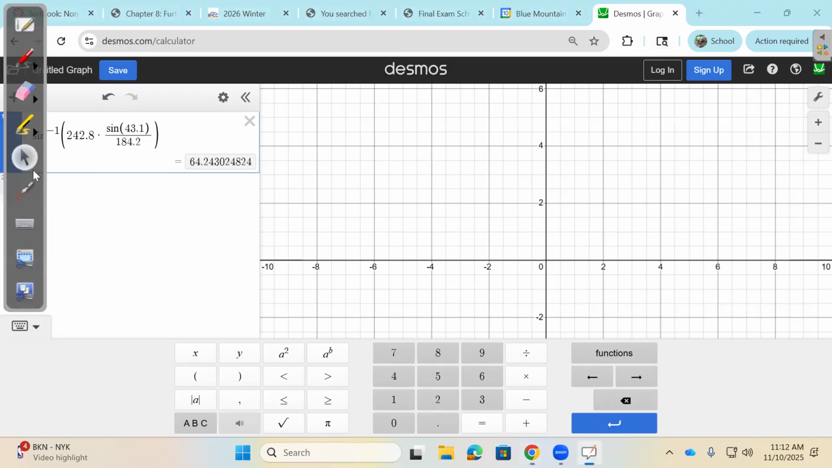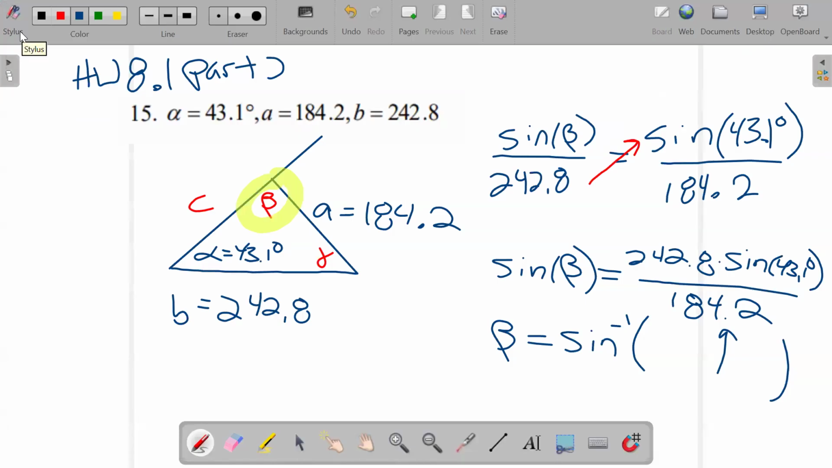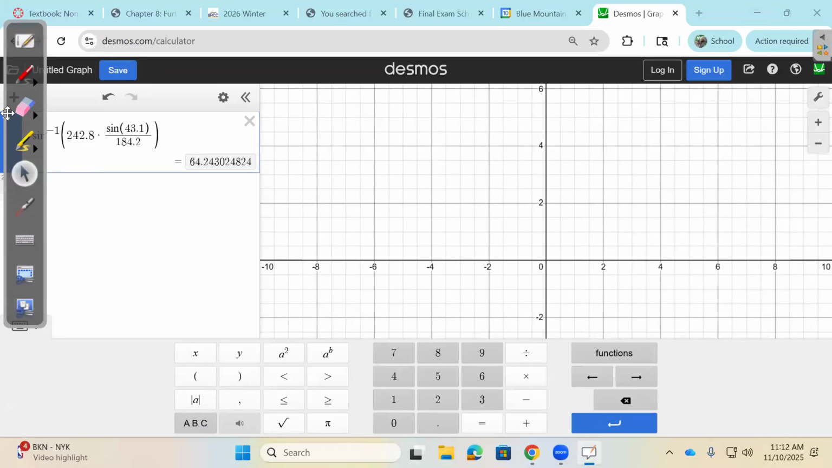So I'm just going to add that to my notes. So I think beta is approximately 64 point, what was it again? 4. Or am I hallucinating? 2-4, yeah.